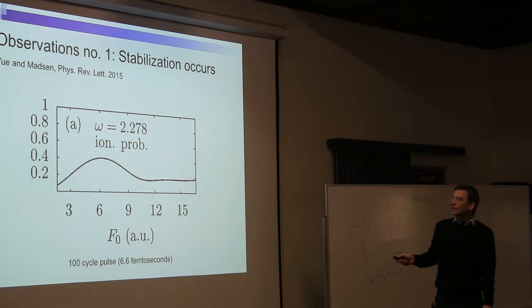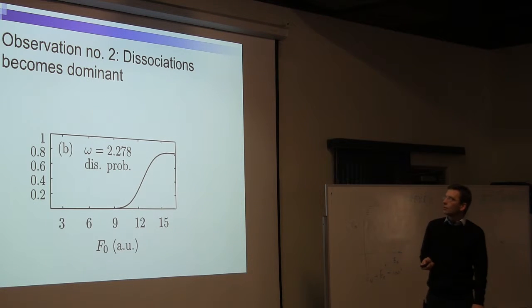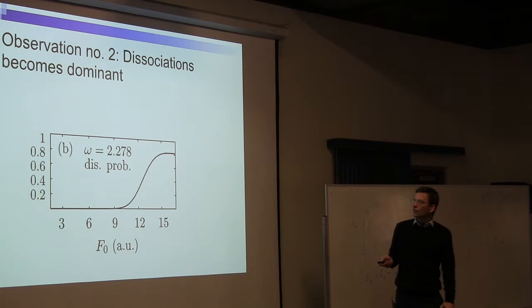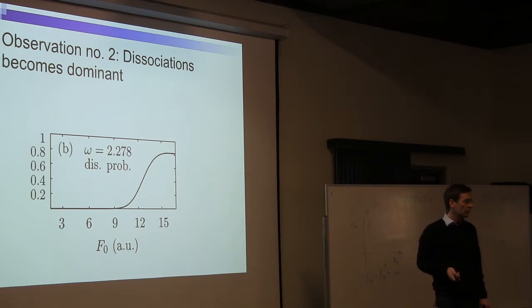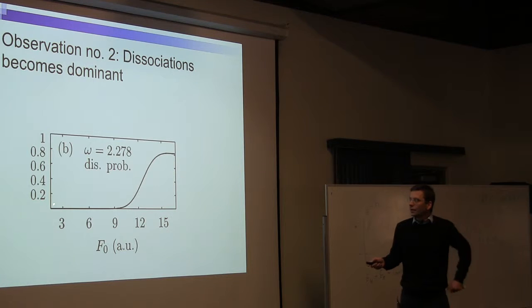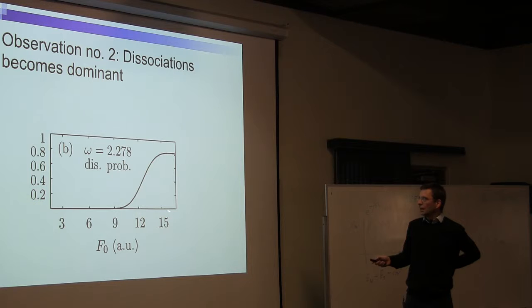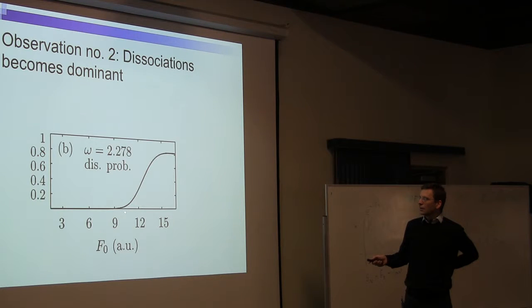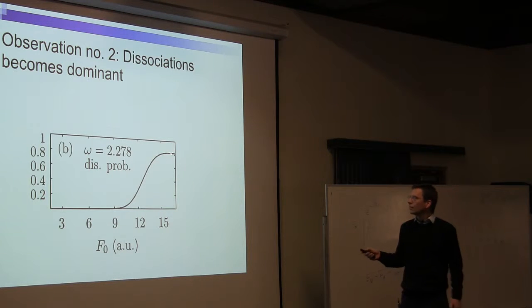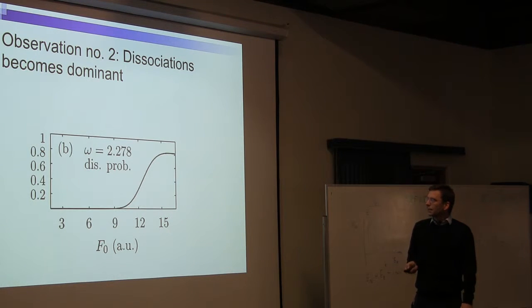What happens then here when you have stabilized the ionization? Then the other new observation is that you can then have a big dissociation probability. And this is what is shown here. Again, dissociation probability versus field strength. And you see at low field strength it's unlikely because you ionize, but then as you increase the field strength, you can have a lot of dissociation. So how can that be?